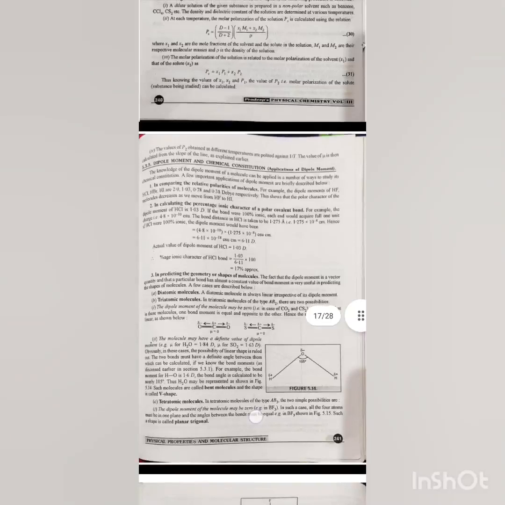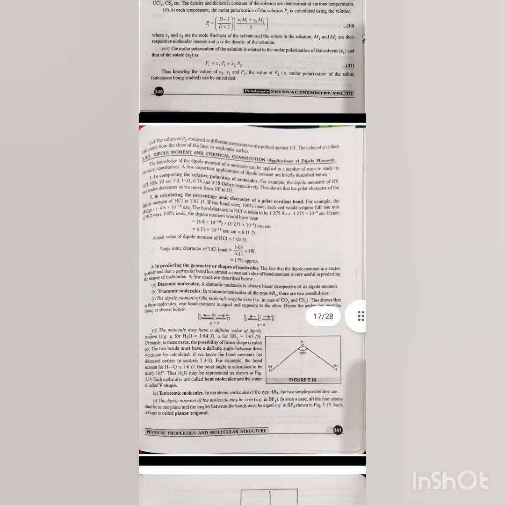Now the next article is dipole moment and chemical constitution, that is the applications of dipole moment. The knowledge of the dipole moment of a molecule can be applied in a number of ways to study its chemical constitution. A few important applications of dipole moment are briefly described below. First, in comparing the relative polarities of the molecules. For example, the dipole moments of HF, HCl, HBr, HI are 2, 1.03, 0.78, and 0.38 D respectively.